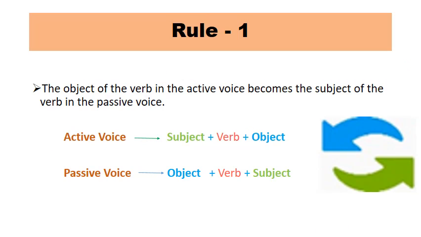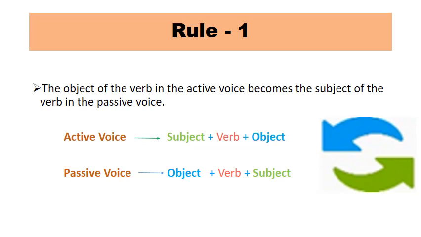Dear students, let's discuss some important rules for changing active voice into passive voice. Rule number 1 is on the screen. The object of the verb in the active voice becomes the subject of the verb in the passive voice. It means when we change the active voice into the passive, the subject goes into the predicate.